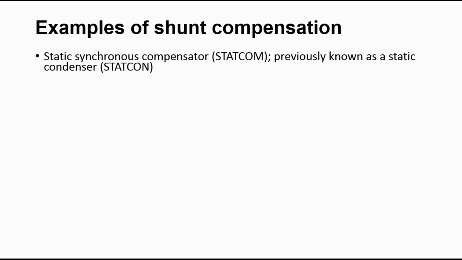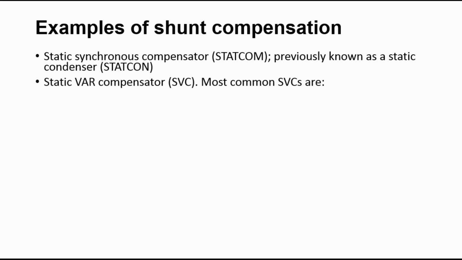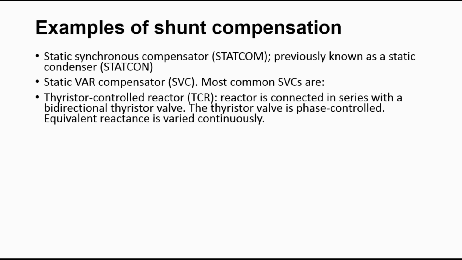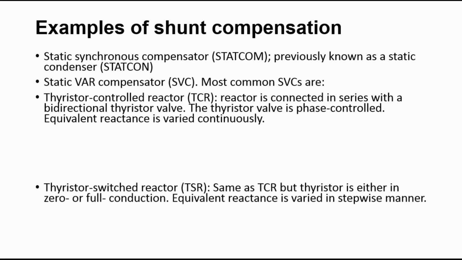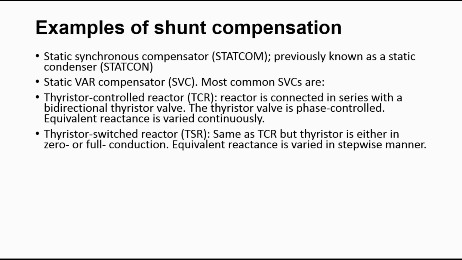Examples of shunt compensation. Static synchronous compensator, STATCOM, previously known as a static condenser, STATCON. Static VAR compensator, SVC. Most common SVCs are thyristor-controlled reactor, TCR. The reactor is connected in series with a bidirectional thyristor valve. The thyristor valve is phase-controlled. Equivalent reactance is varied continuously.